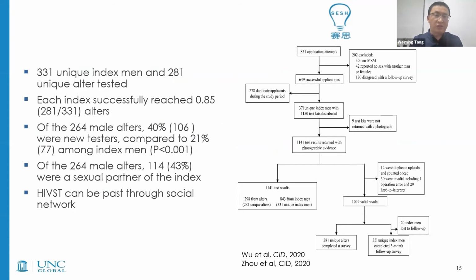In our model, each index MSM successfully promoted 0.85 alters for HIV testing, and among them, 264 are male alters. 60% of the alters are new testers, compared to only 21% among the index MSM. And of the 264 male alters, about 40% of them are sexual partners of the index, while the other 57% were not, which means HIV self-testing can spread through the social network, not just limited to the sexual network.